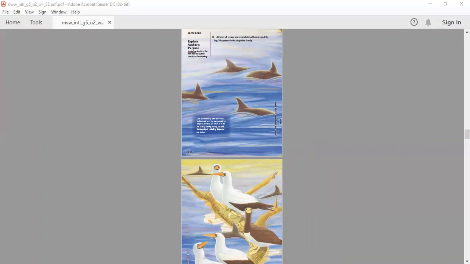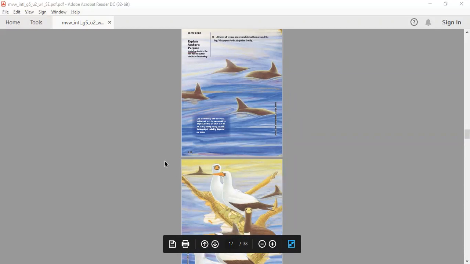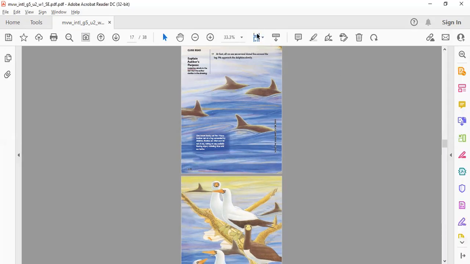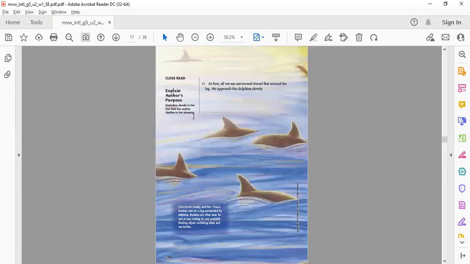Mu'adh, owner of Mu'adh store. Yes. Mu'adh, what can you see in here in the picture? I see birds and dolphins. Birds and dolphins, very good. So do you think that in this picture, in page 230, the author put enough details? Did the author put enough details for us to clarify?